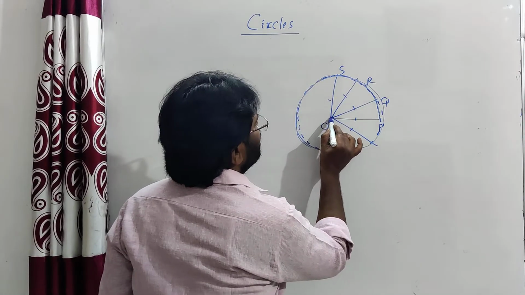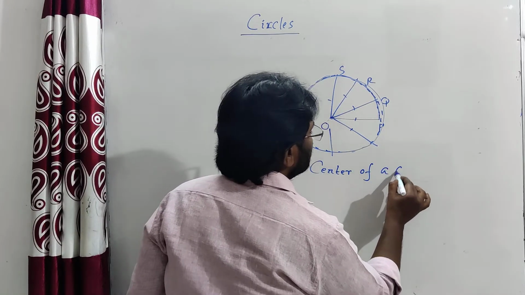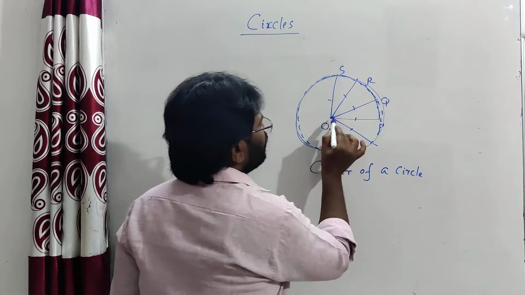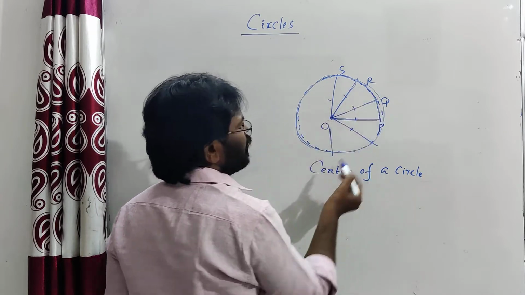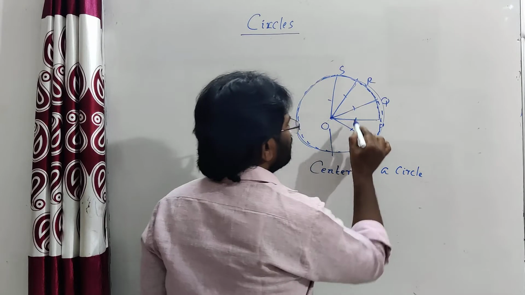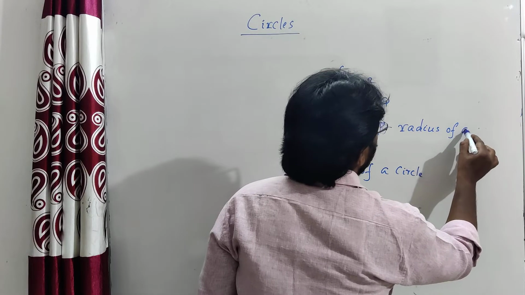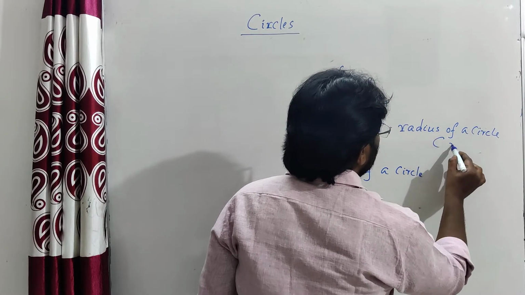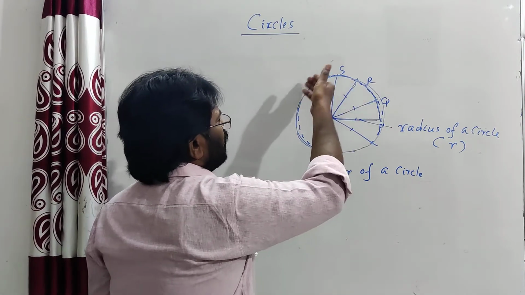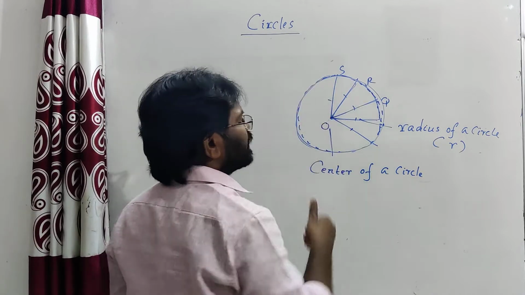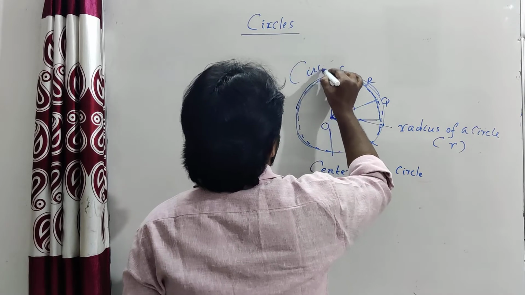That fixed point is known as the center of the circle. This is the fixed distance from the fixed point to the points on the path. This is called the radius of a circle. It is generally denoted by R. So this path is the circumference of a circle. This is known as the circumference of a circle.